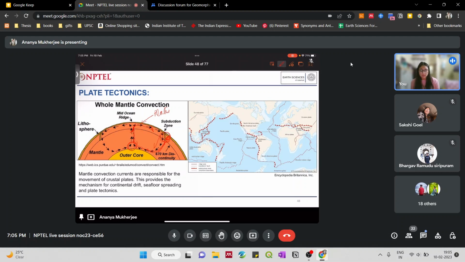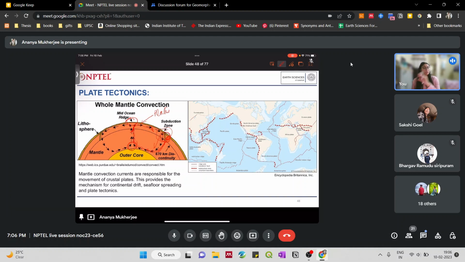Okay, then over here you have the mid oceanic ridge. So the place where the crustal material is going down into the mantle is called the subduction zone, and where new mantle material is coming on top, which is forming the crust, which is extending the crust, that is the mid oceanic ridge, mid ocean ridge.